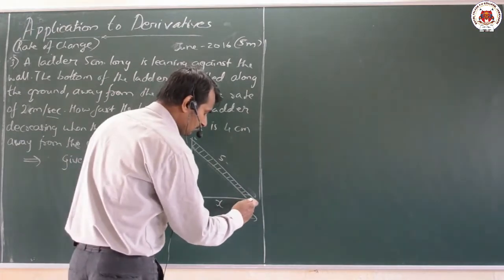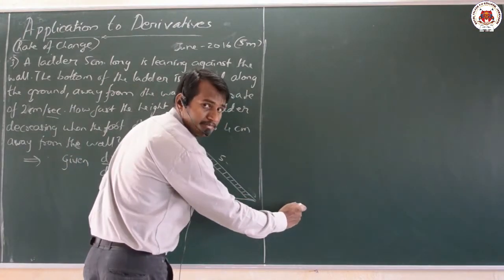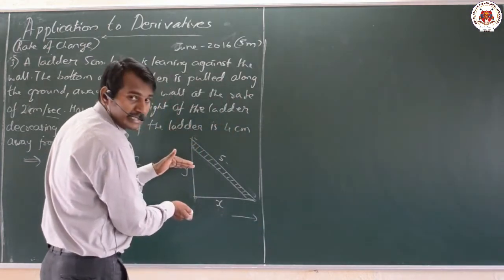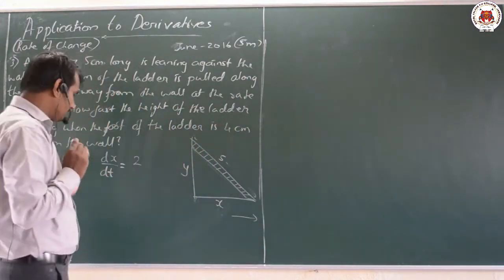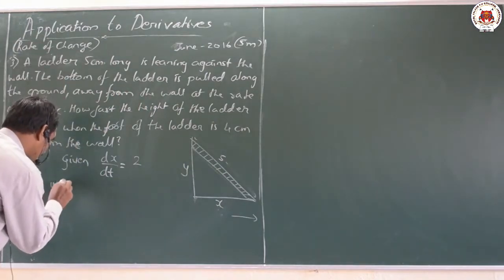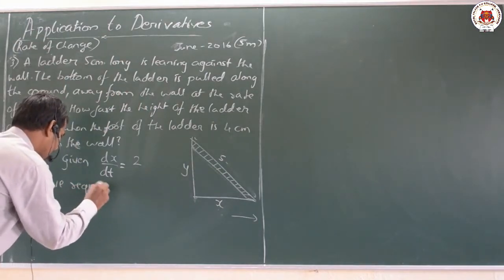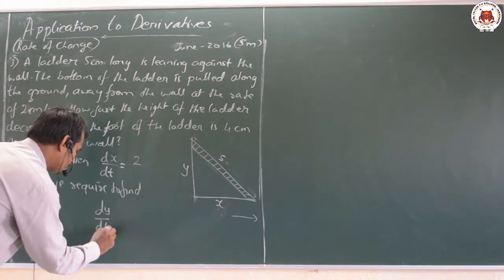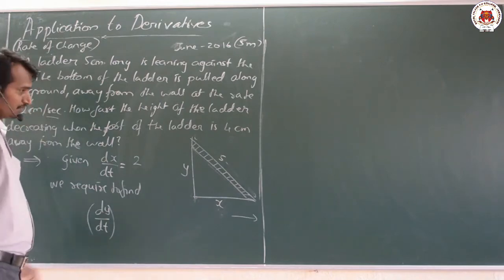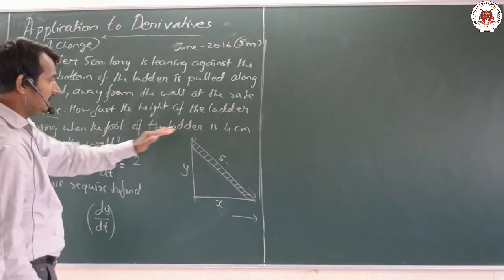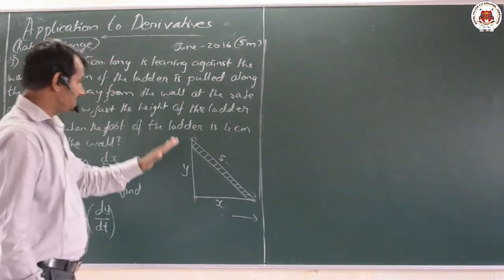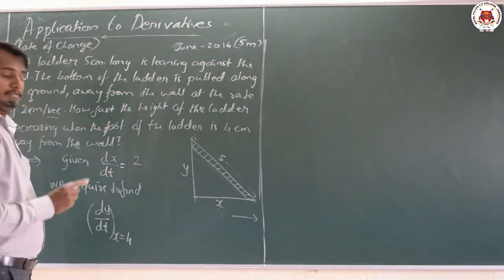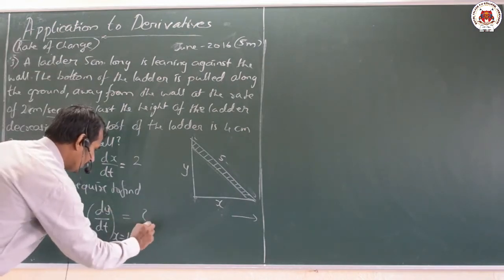So this is our foot. When the ladder is at a distance of 4 centimeter, what will be this particular rate of change is what he is asking. That means what we require to find is the rate of change in y with respect to time when the foot of the ladder, this x, is 4 centimeter. When x is equal to 4 centimeter, we require to find dy by dt.